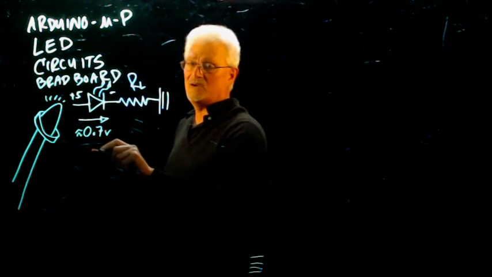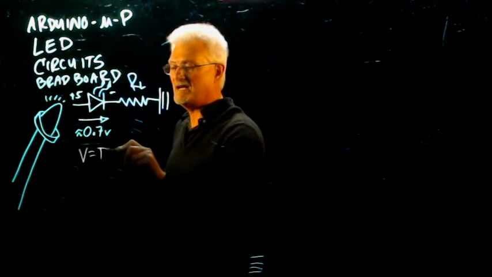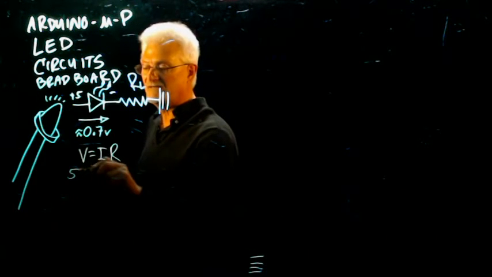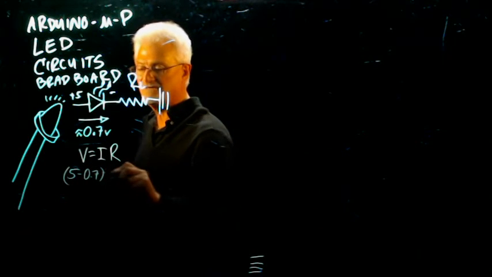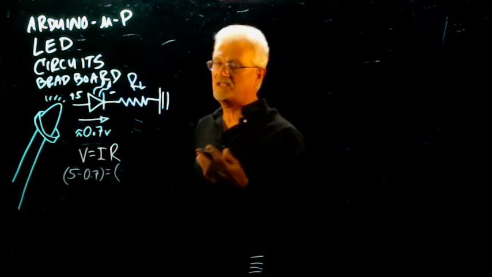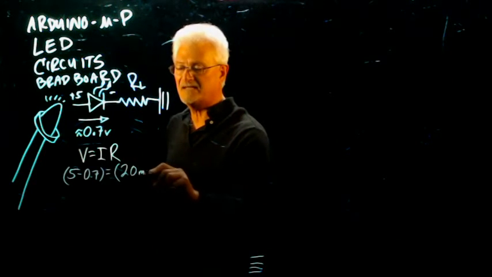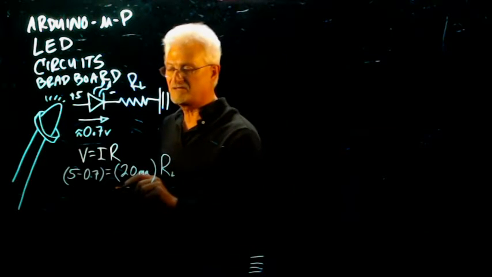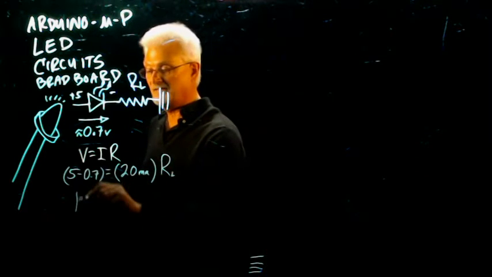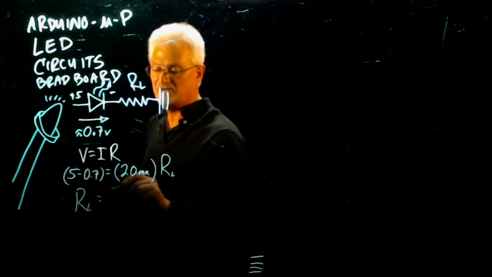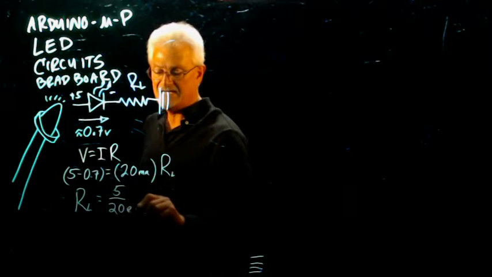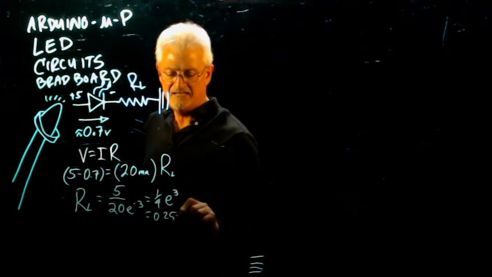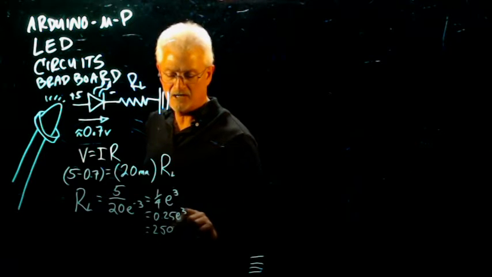So I'm going to use the only equation that I know from electrical engineering. It's V equals IR. And I know some things about it. This voltage is not really 5 volts, it's 5 minus 0.7. The current, based on specifications, you have to look, but I'm going to put 20 milliamps as a good rule of thumb. Then we don't know how big our current limiting resistor is, so now we have to find out. I'm just going to approximate this voltage drop as 5 over 20E-3. That's going to be 1/4 E3, or about 0.25E3, or about 250 ohms.